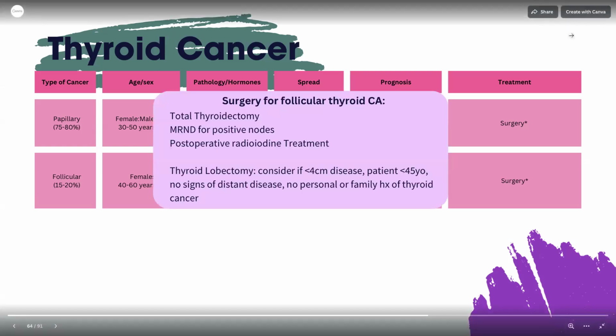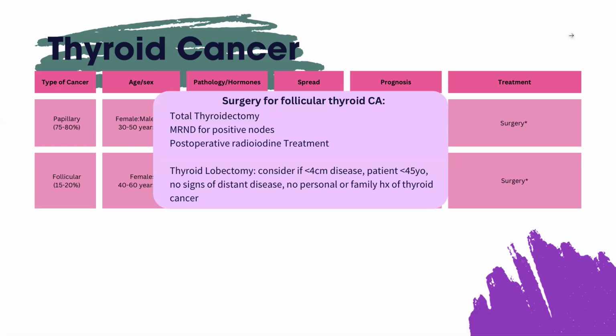So surgery for follicular thyroid carcinoma, for the most part, is a total thyroidectomy. If you have any positive nodes, you'll want to excise any suspicious nodes, then you'll need to perform a modified radical neck dissection. These patients can also get post-op radioiodine treatment. You can consider a lobectomy instead of a total thyroidectomy if they are less than 45, have less than a 4 centimeter nodule, no distant disease, and no family history of thyroid cancer.